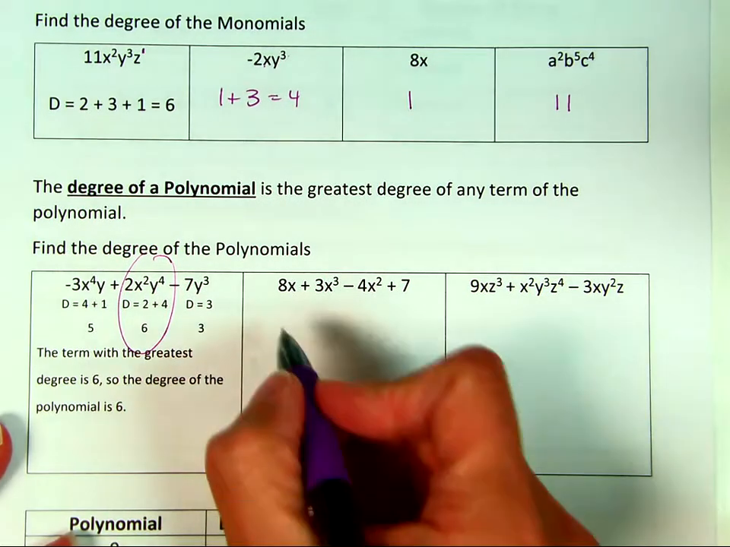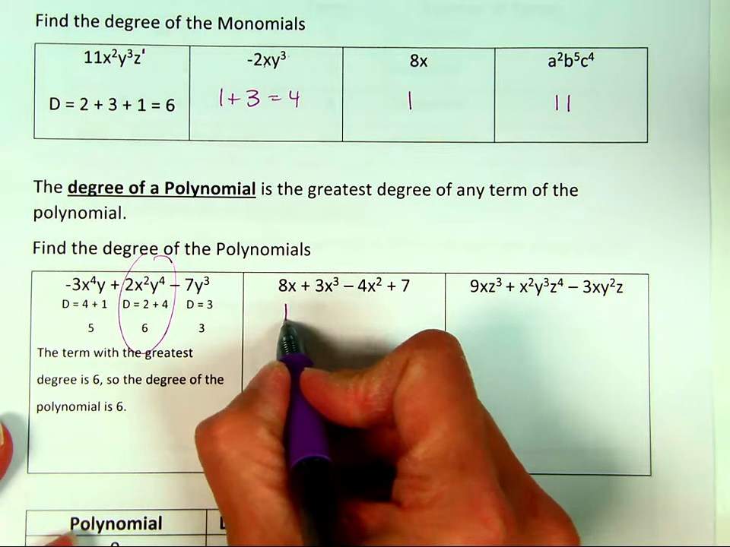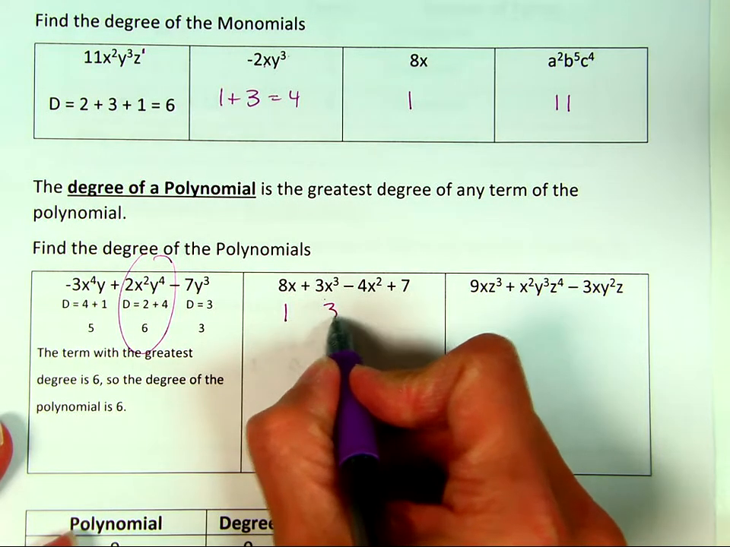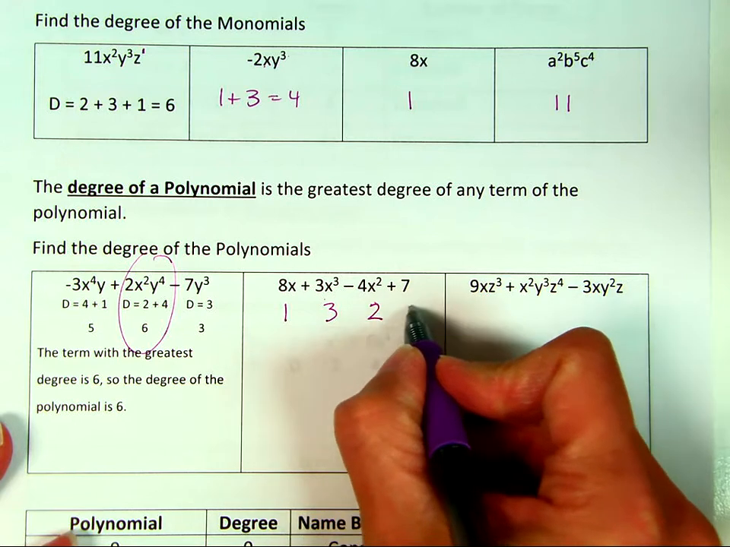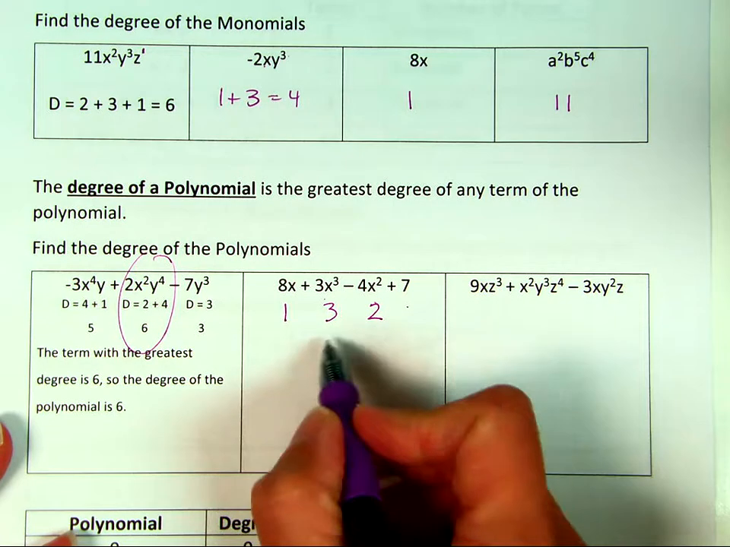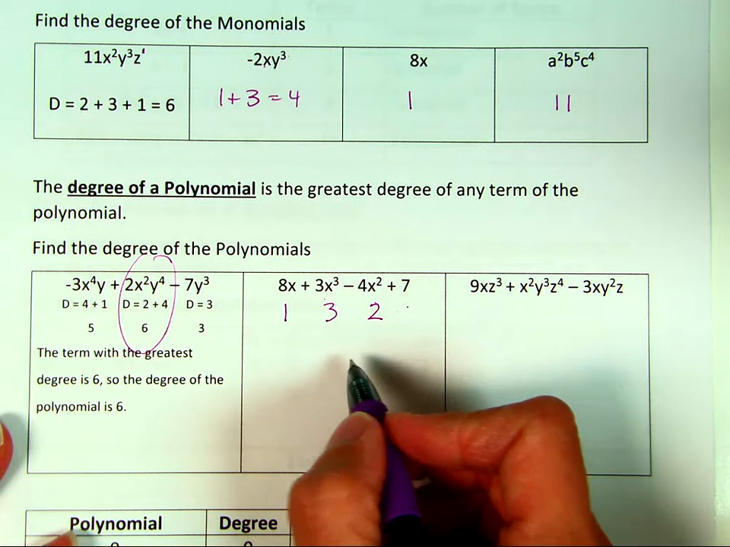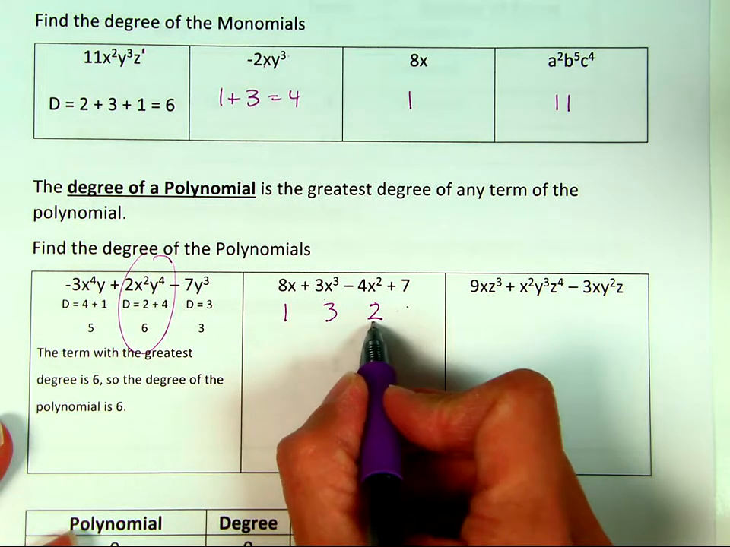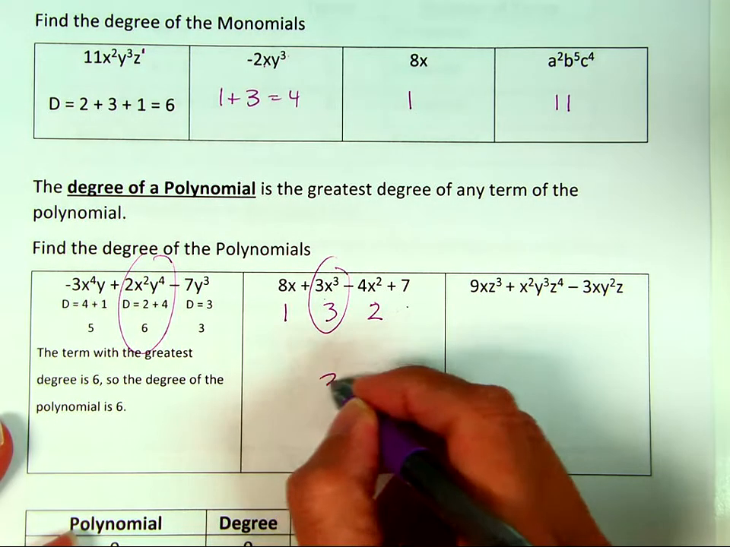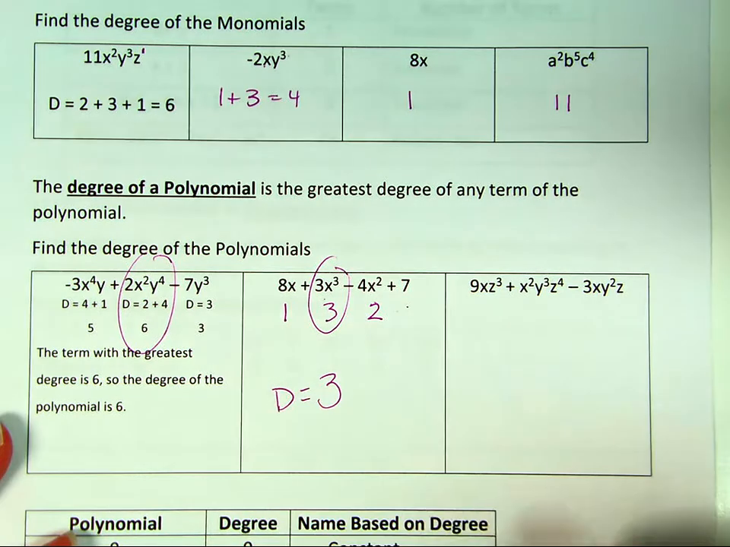So over here, what's the degree of the first one? 1. This one, 3. This one, 2. And this one, 0. We're not going to ignore that one. It doesn't have an x, so we say that's degree 0. So 1, 3, 2, 0. Which one's the biggest? This one. So my degree must equal 3.